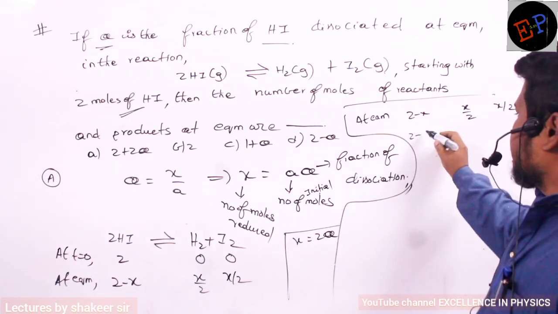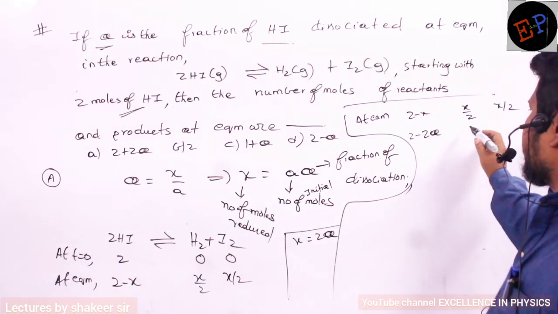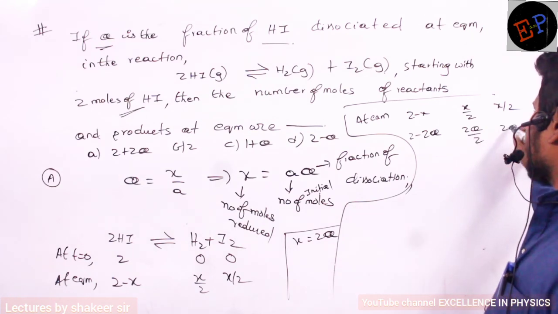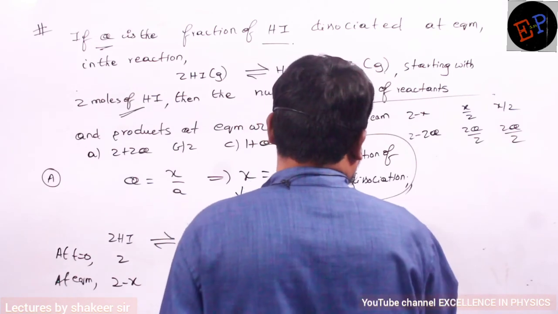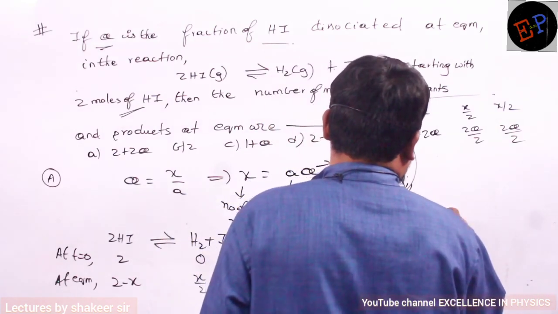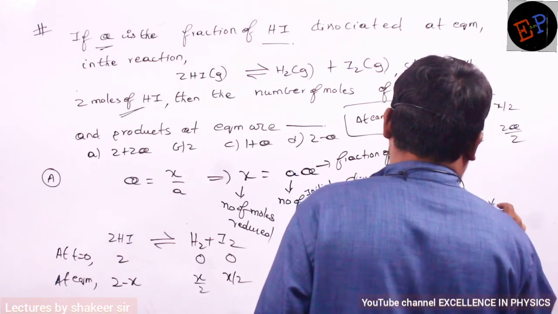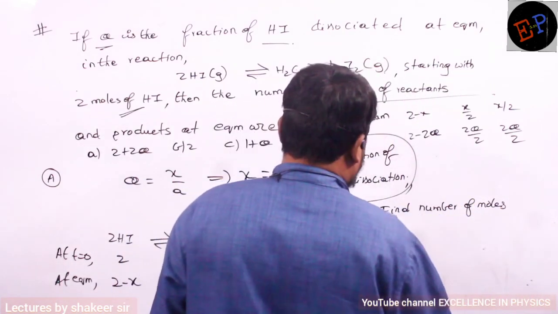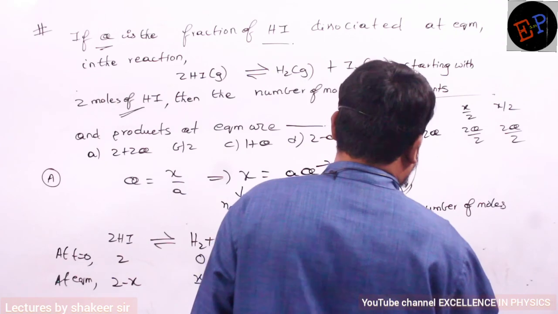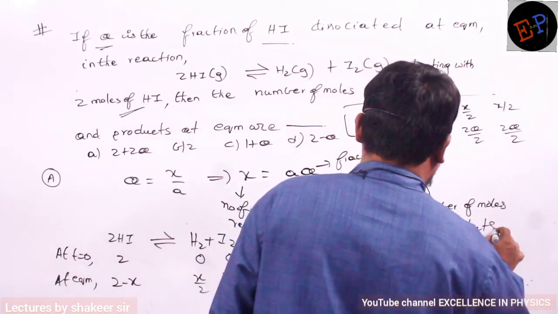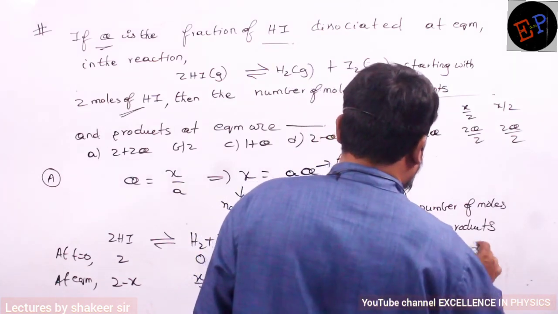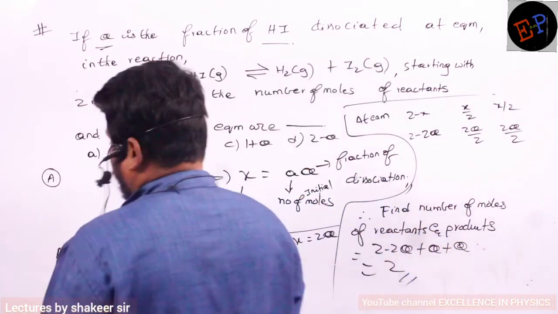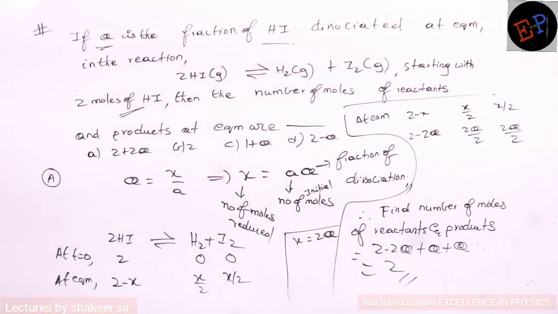So I will write 2 minus 2 alpha, and here 2 alpha divided by 2, here also 2 alpha divided by 2. Just add them, then you will get the final number of moles. Therefore, the final number of moles of reactants and products is how much? 2 minus 2 alpha plus alpha plus alpha. So it is 2. Finally, 2 moles of reactants and products are formed. Clear?